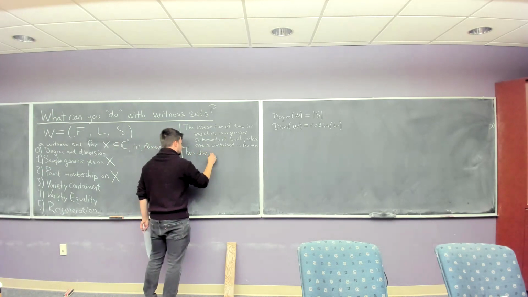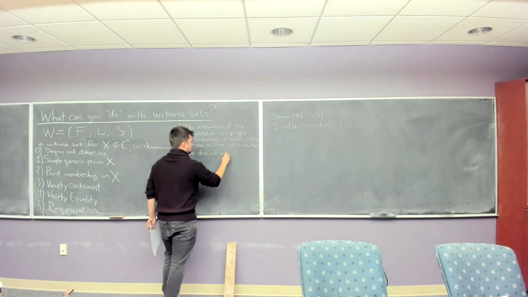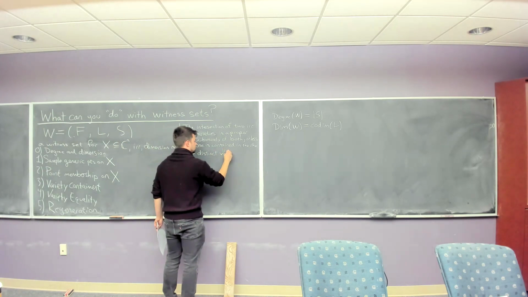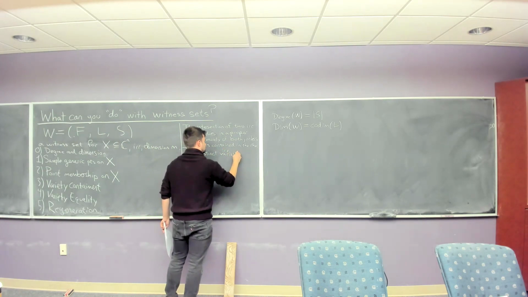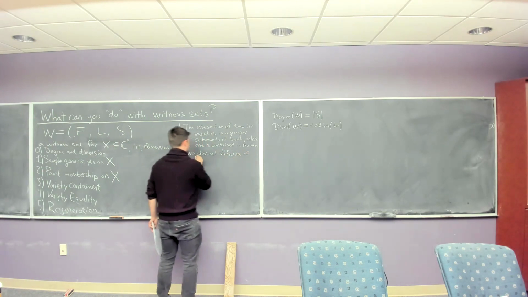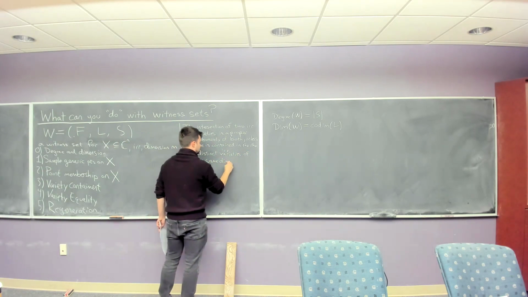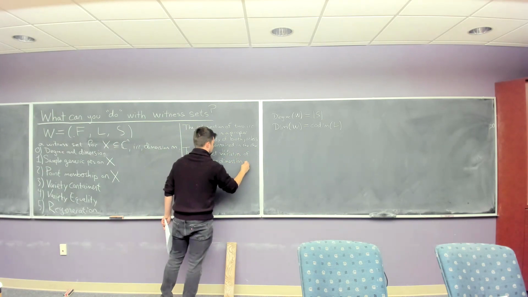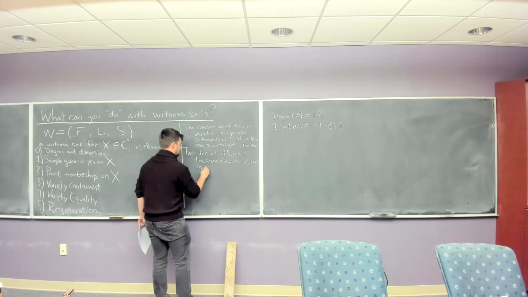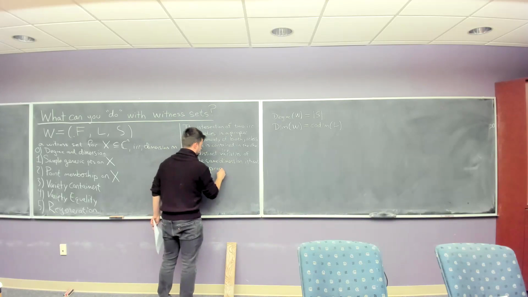Two distinct irreducible varieties of the same dimension intersect in a proper subvariety of each.